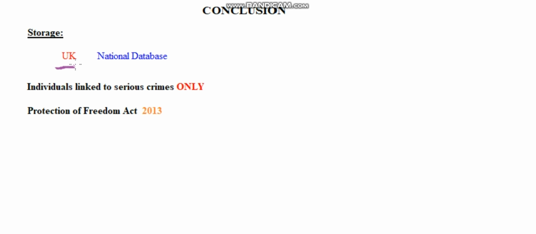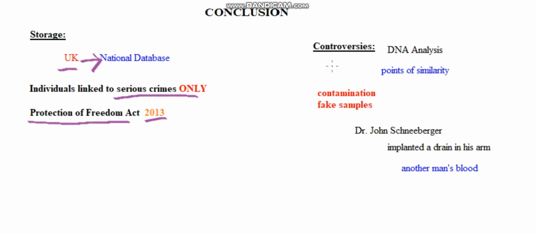The UK was the first country to set up a national database of DNA profiles, and this database contains the DNA profiles of the individuals linked to serious crimes only. And that's because in 2013, the DNA profiles of all the other citizens were deleted in accordance with the Protection of Freedoms Act. There are certain controversies surrounding the process of DNA analysis, and that is because it focuses on the points of similarity only.